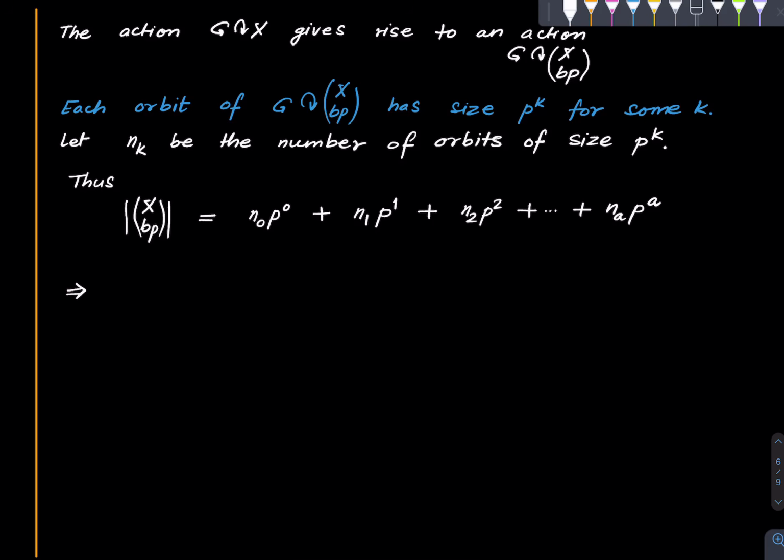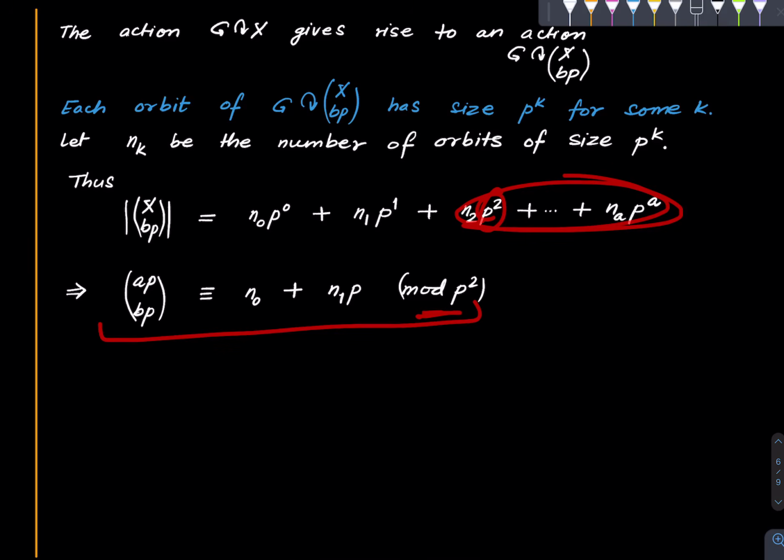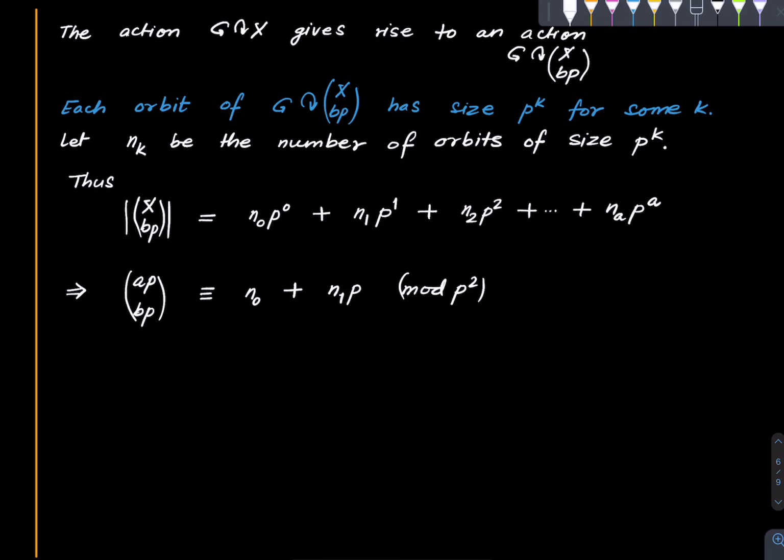So we get ap choose bp is congruent to n0 plus n1p modulo p square. So we are getting there. This is what we were trying to understand in Babbage's theorem. This is equal to that, so I should have mentioned it. X has size ap, right? We said that X has size ap, and hence this has size that much. And in the right hand side, these all go away when we go modulo p square. So we have this guy. And now here are two claims. We claim that n0 is equal to a choose b.